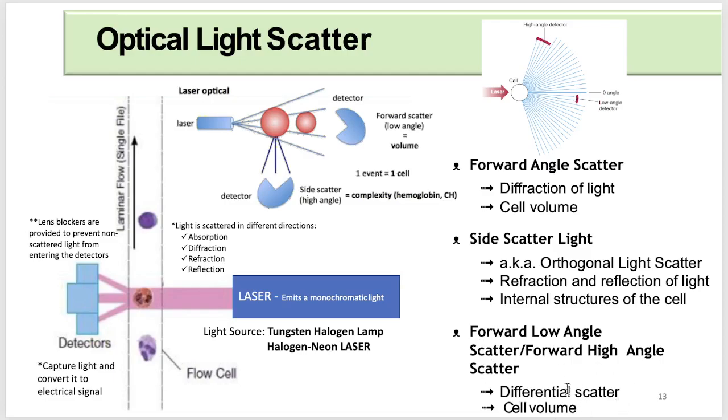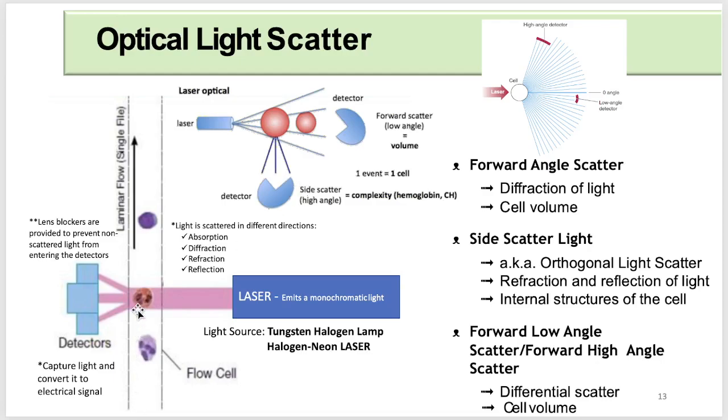Meron tayong tinatawag na differential scatter. It is a combination now of these low angle and high angle forward light scatter and is primarily used for cellular analysis. So again, pag cellular analysis, we are talking about your differential scatter. So, important na concept dito sa optical light scatter is to understand that the positioning of your different detectors matters, kasi this will tell us the different properties of the cell being detected.